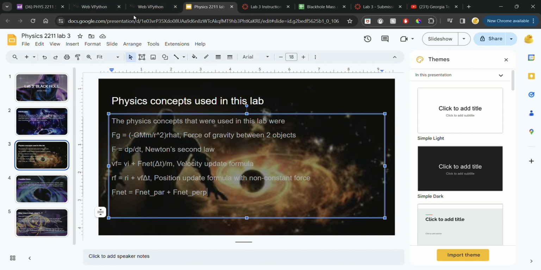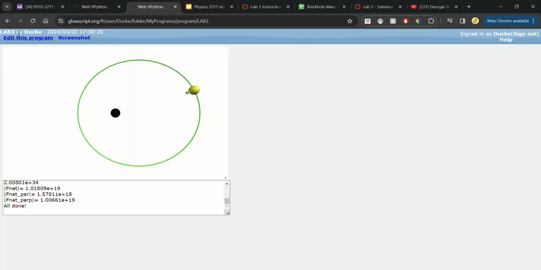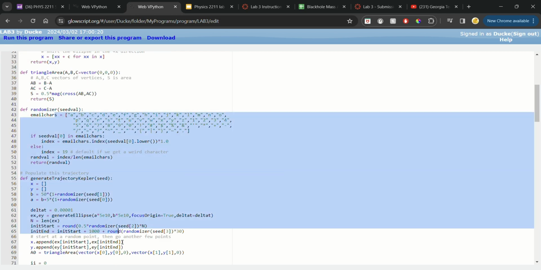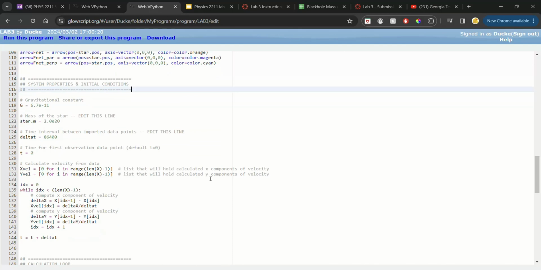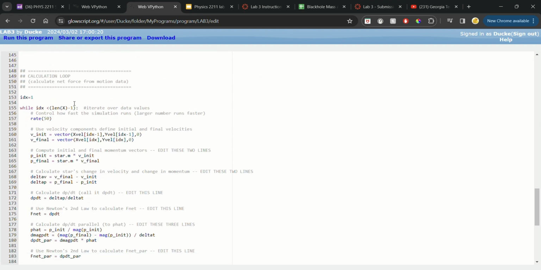Since all of the lab was done in code, I'm just going to take you to the code. Basically, I don't know what this part really does, we didn't have to touch it. Alright, so what I did was here. I inputted the mass of the star, and then the change in time, which was a day in seconds. And then here's the calculation, how we would calculate it.